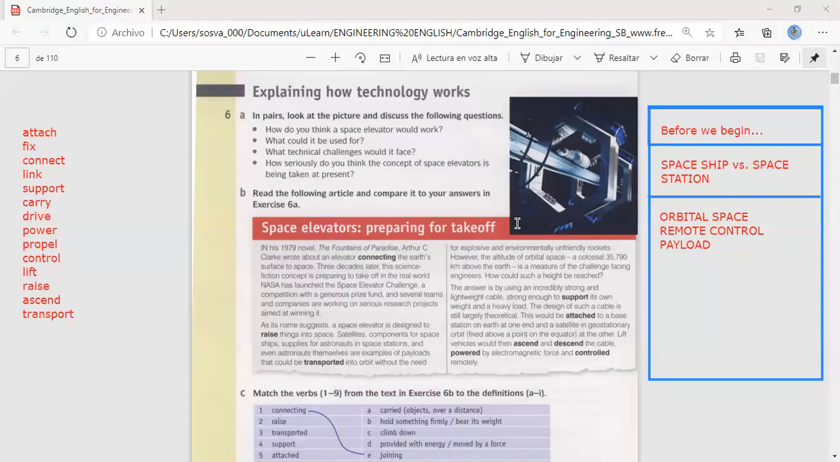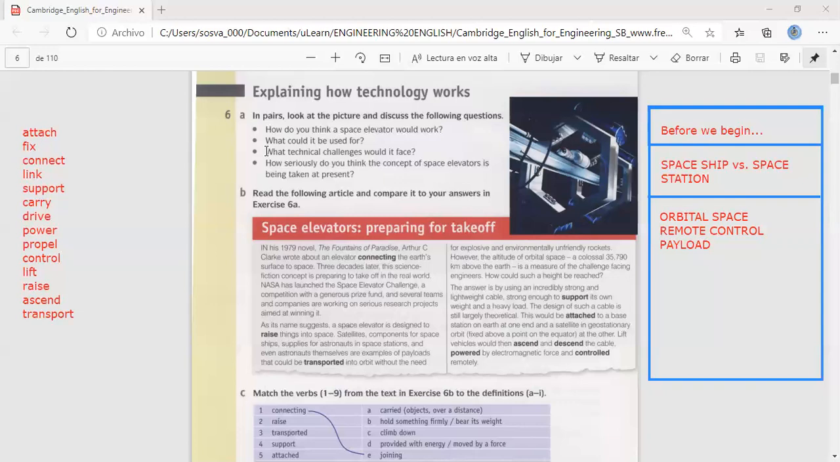Actually, you already answered the second question. What could it be used for? You said that it can be used to move people or astronauts from one place to another. Could you please read the third question? What technical challenges would it face?